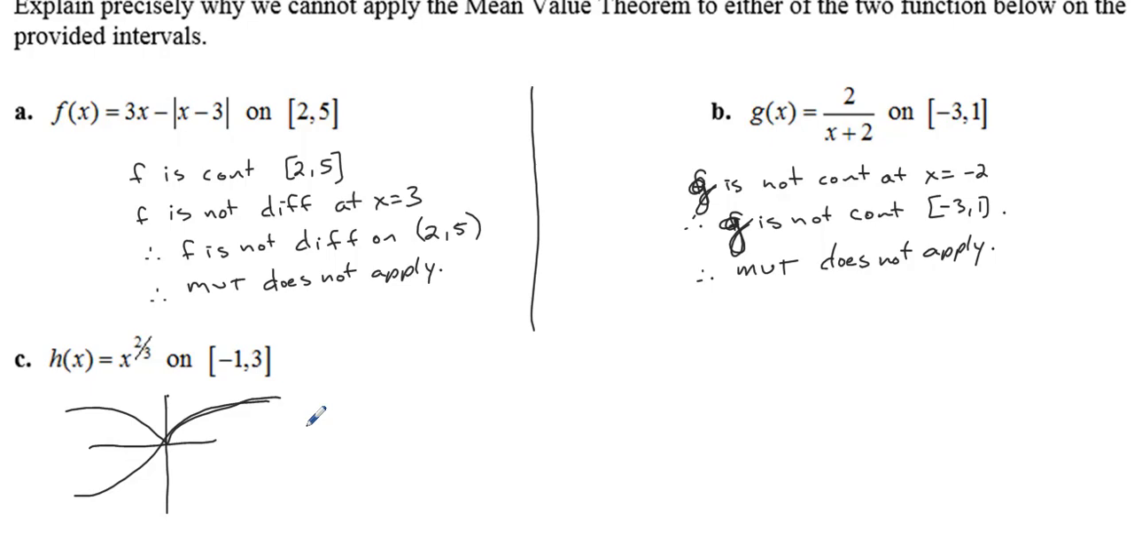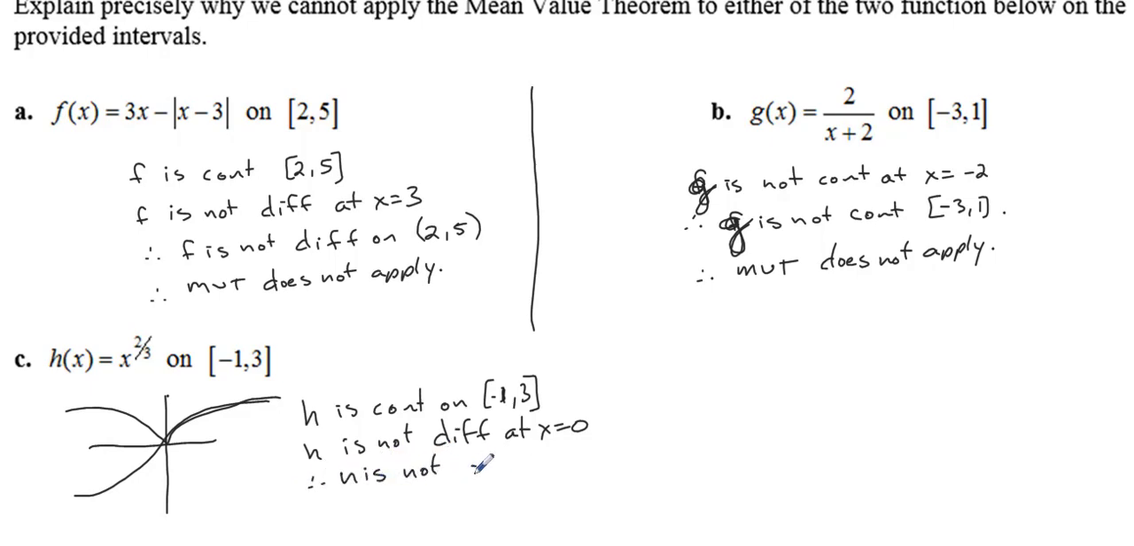Is the function h continuous on -3, 3 closed interval? I don't see any holes in the graph, do you? So it's continuous. Let's state it. H is continuous on, jeez, thank you. Good thing somebody's paying attention. H is continuous on -1 to 3. Okay, good. H is not differentiable at x equals 0. Therefore, H is not differentiable on the open interval -1, 3. And that means MVT does not apply.